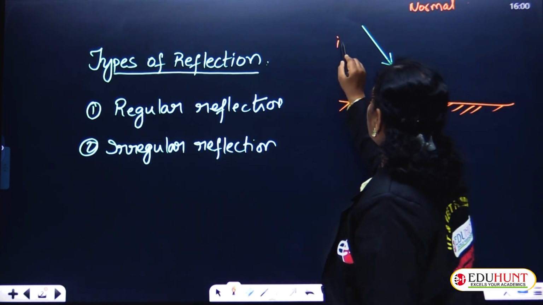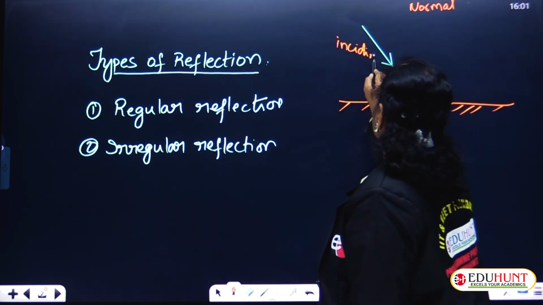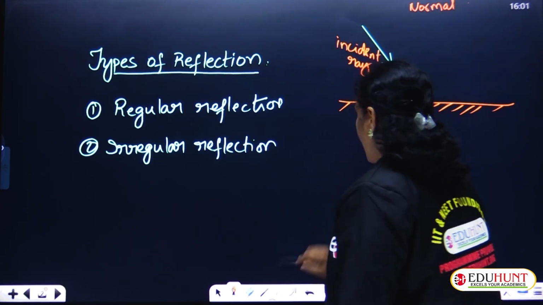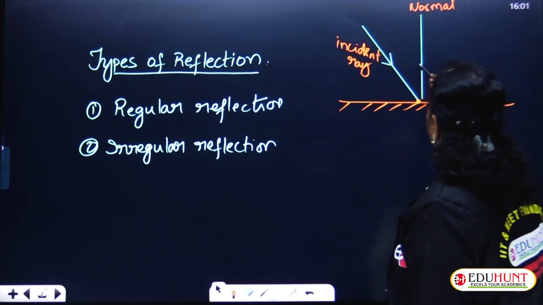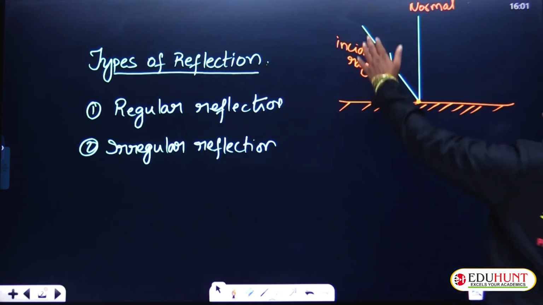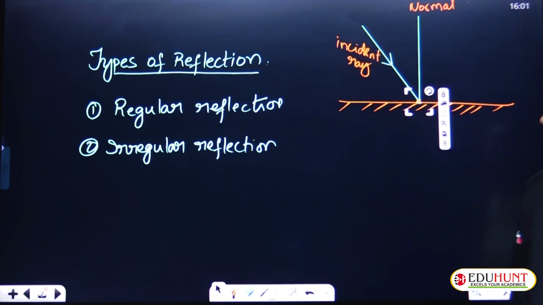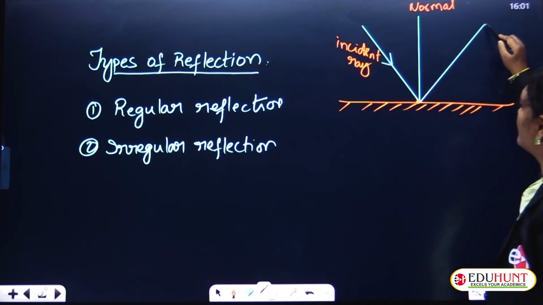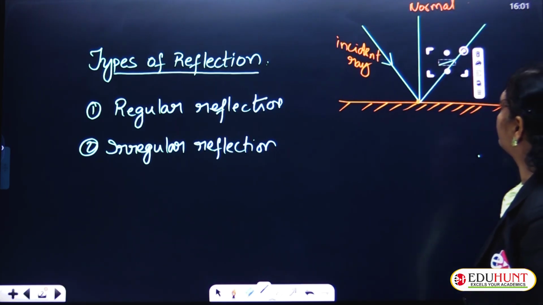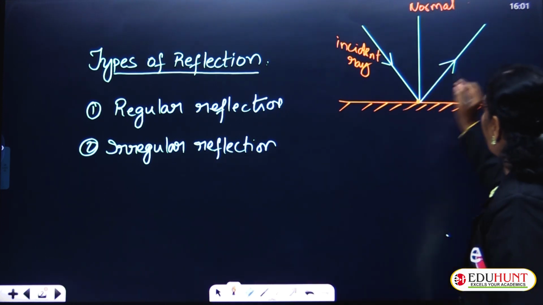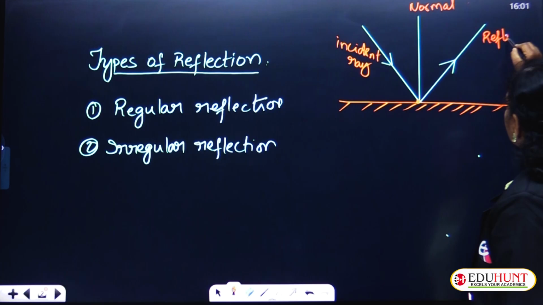This portion is called your incident ray. As I said earlier, the perpendicular drawn to the surface is called your normal. So, this incident ray, after striking the surface, is reflected back into the same medium, and this ray is called your reflected ray.